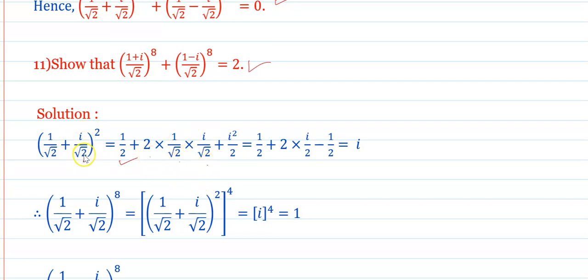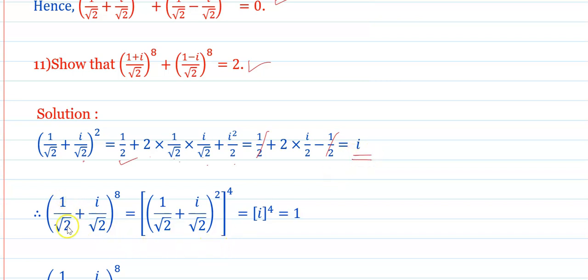Last term, (i/√2)^2 means what? i^2 upon 2. Again here, 1/√2 times i^2/2 means −1 upon 2. The plus 1 upon 2 and minus 1 upon 2 get cancelled. Root 2 into root 2 you will get 2. 2 upon 2, that 2 gets cancelled, and overall you are getting only i there.